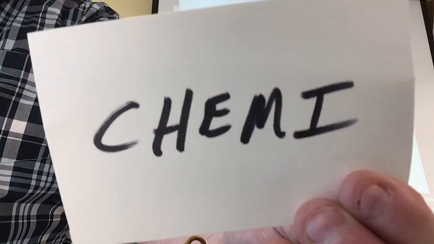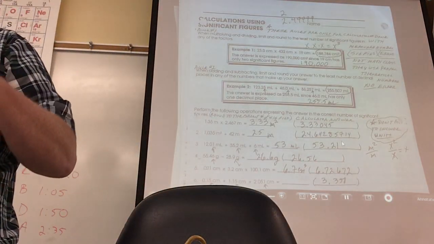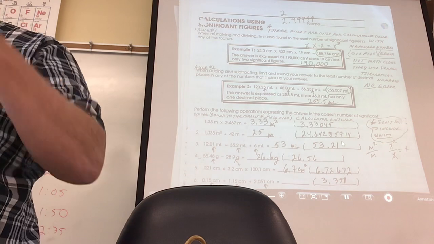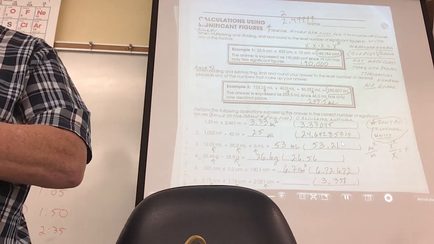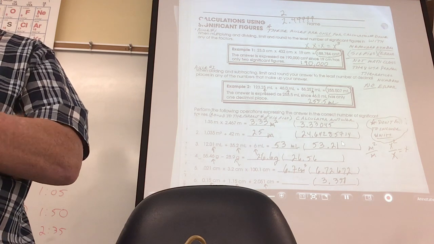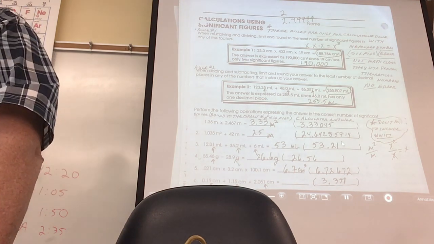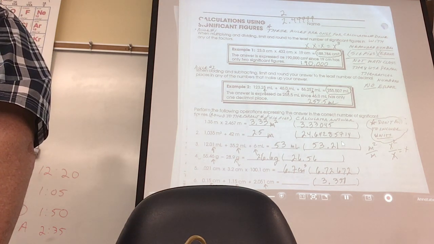All right, what do you think? Why does a math teacher never talk about how many sig figs something has? Why is that? And that'll put a purpose to our lesson here. What do you think?